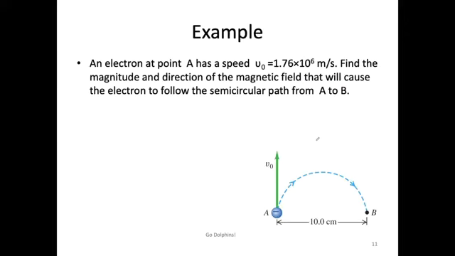So let's do one example on this. We have an electron from point A. Initially it has a velocity pointing up with magnitude 1.66 times 10 to the 6 meter per second. Then we find out the trajectory of the electron. We want to find the direction and the magnitude of the magnetic field. Okay, so the direction of the magnetic field. Of course, the force is pointing in this direction.